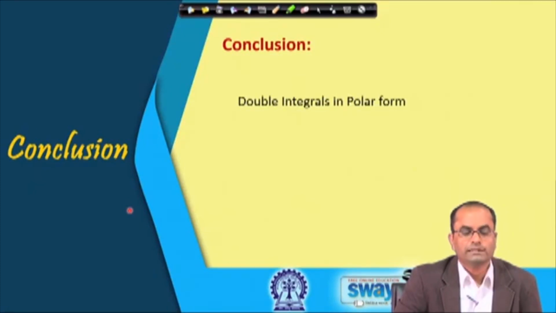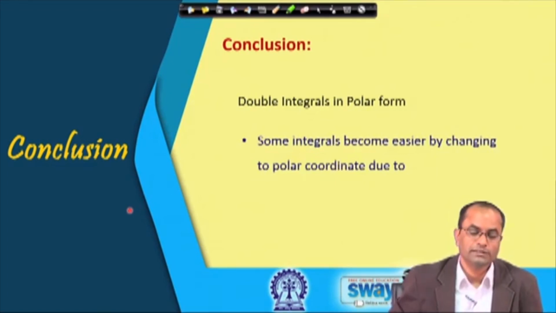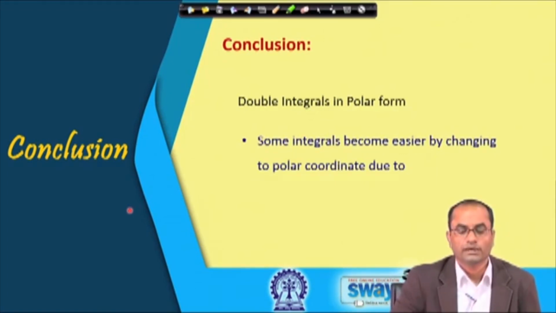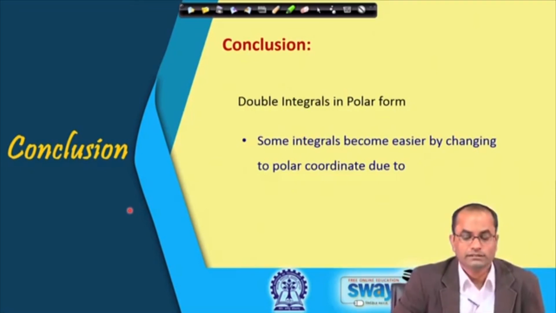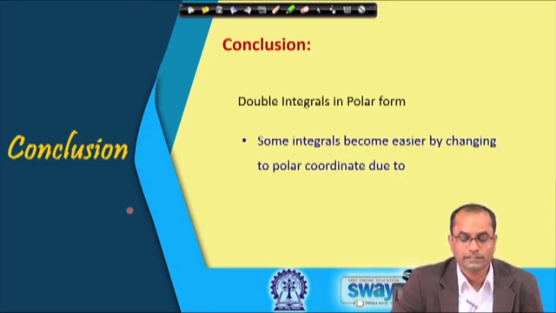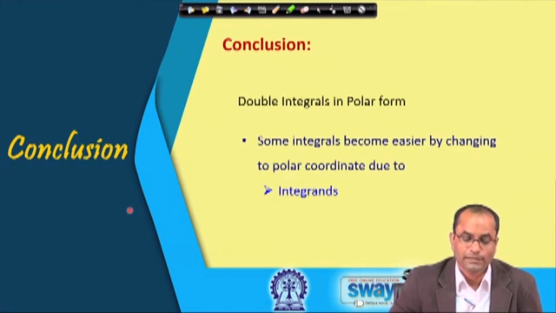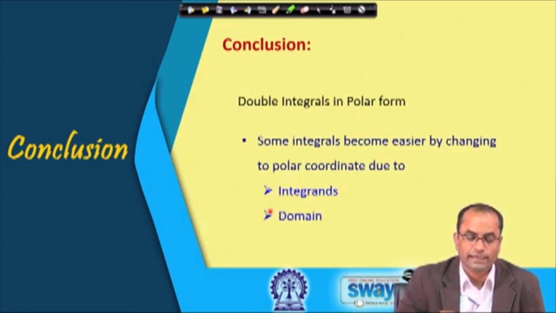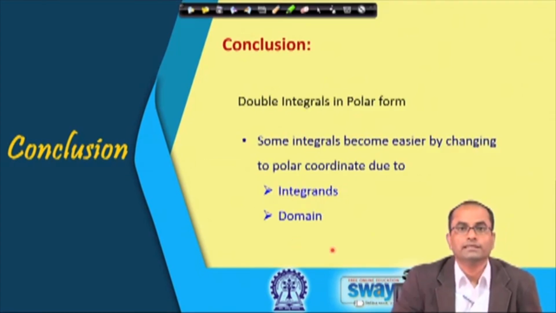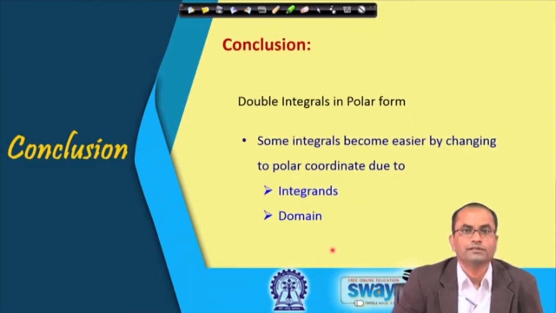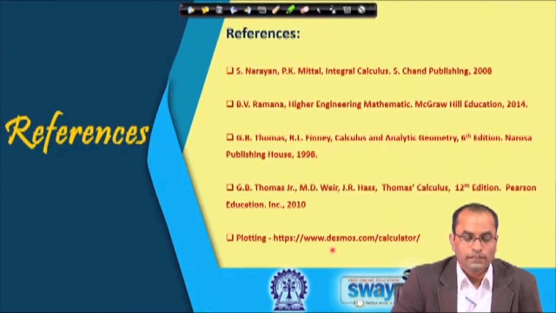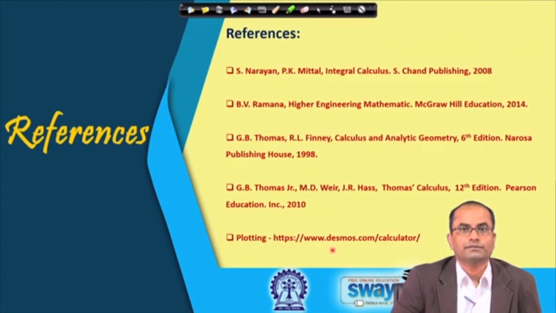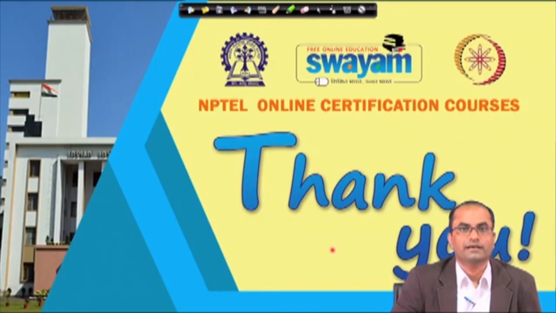So, the conclusion is that double integrals in polar form are very important, and mainly some integrals, like we have seen just before, become much easier, or we can evaluate them easily by changing to polar coordinates. Based on the integrand and also the domain, we can easily decide which form is better, whether the Cartesian or the polar form. We have seen this through some examples, and these are the references which we have used to prepare these lectures, and thank you very much.